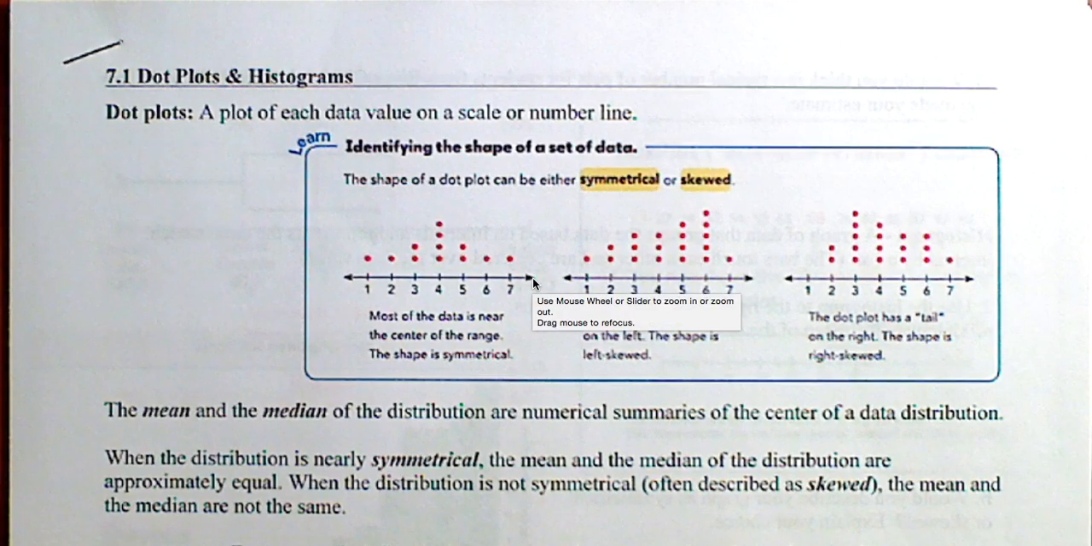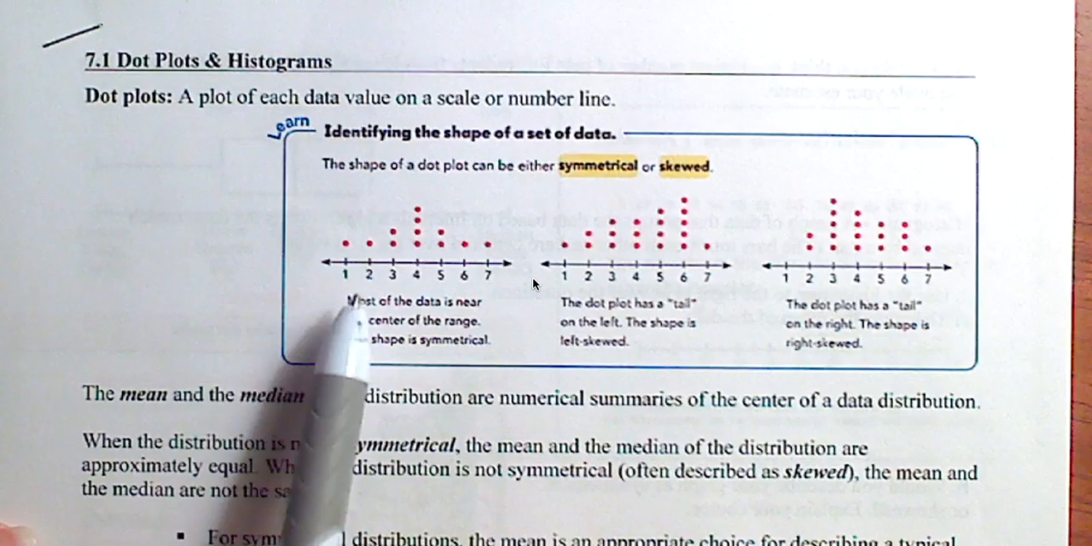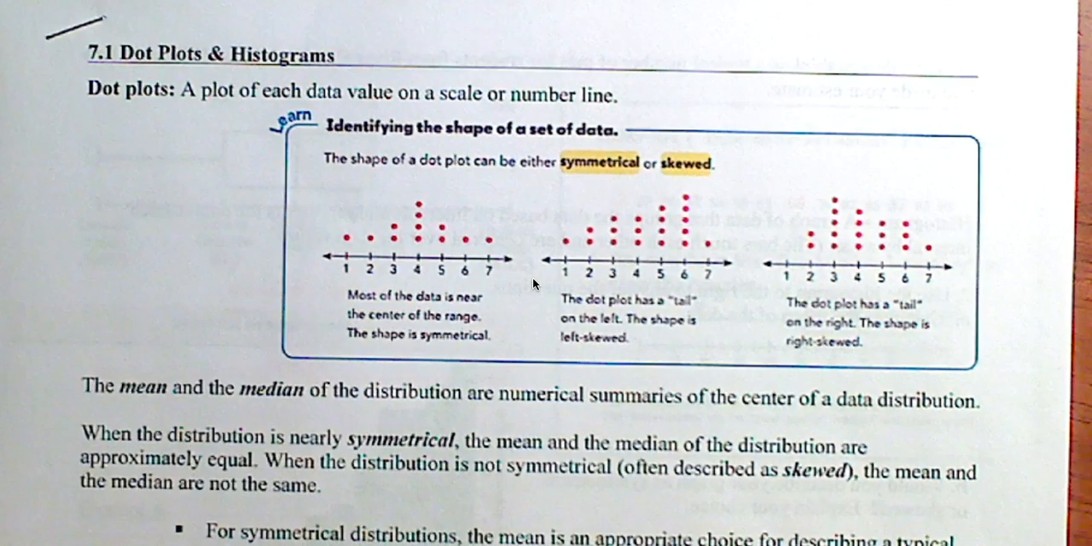The next unit is all about statistics, and we're going to begin with some basic dot plots and histograms, which I'm sure you've seen before. But a dot plot is a plot of each data value on a scale or a number line. So here are 3 different dot plots, and you can identify the shape of a set of data.